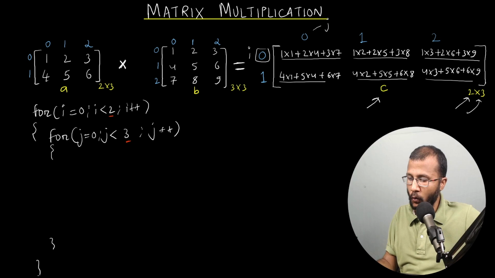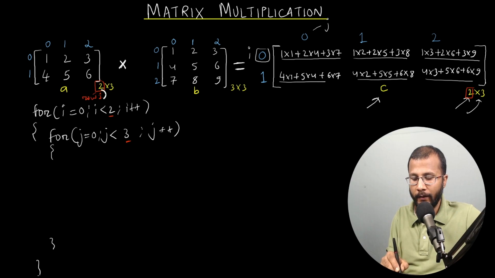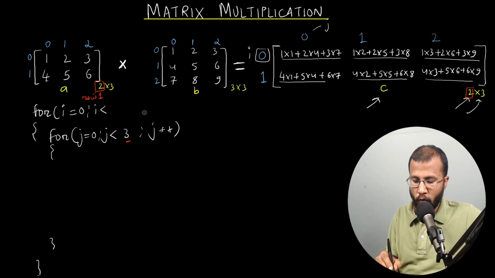2 is the number of rows in the resultant matrix, right? So how did I get this number of rows? The number of rows in the resultant matrix is the number of rows in the first matrix, right? So we call this row 1. Instead of 2, now I can write row 1, because this is nothing but row 1. So I'll just replace this 2 by row 1.